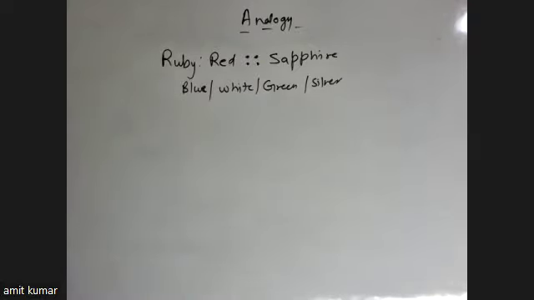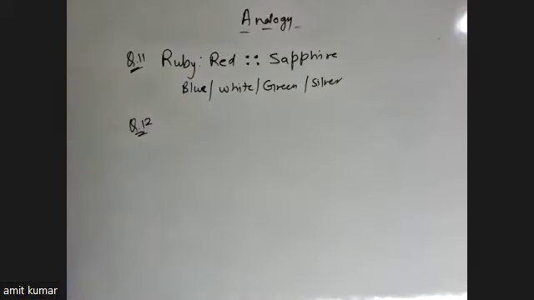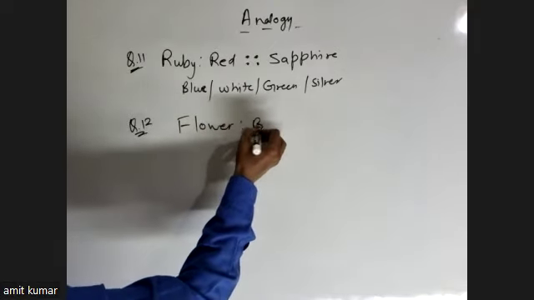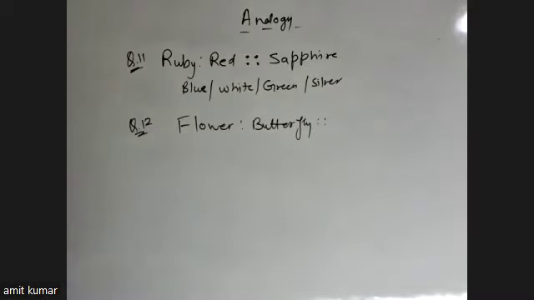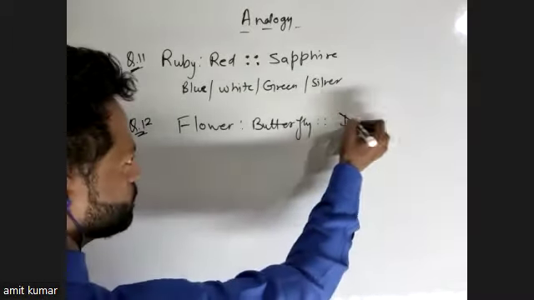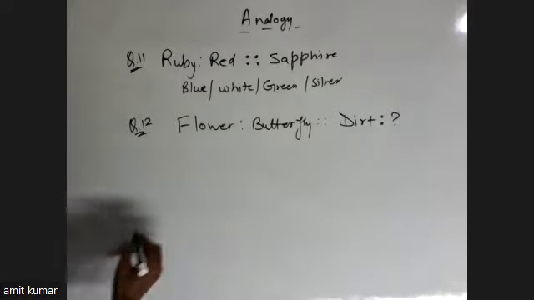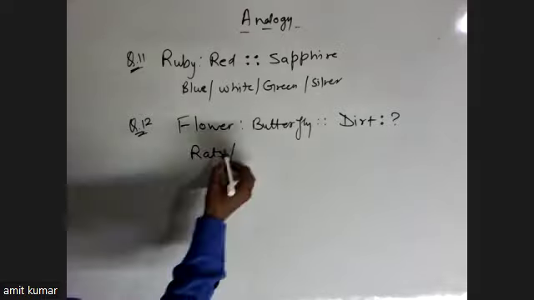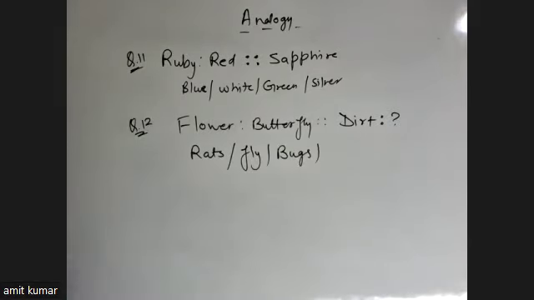Try now, beta. Flower is related to butterfly. Similarly, dirt is related to what? Dirt is related to what? Options are rats, fly, bugs, sweeper.